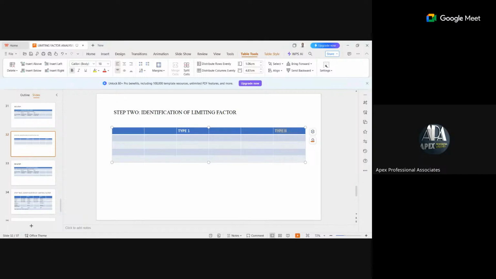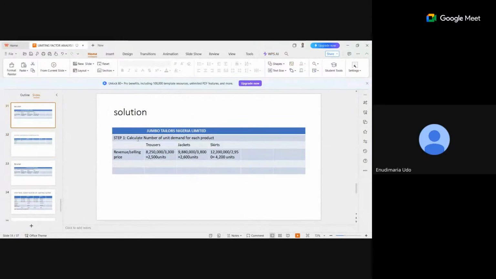Let's have it this way. We have the finished products: trousers, jackets, and skirts. Now, for trouser, how many hours do you need to produce 1 unit? Check your question. 2 hours. Based on our earlier computation, how many units are we producing for trouser? 2,500 units.